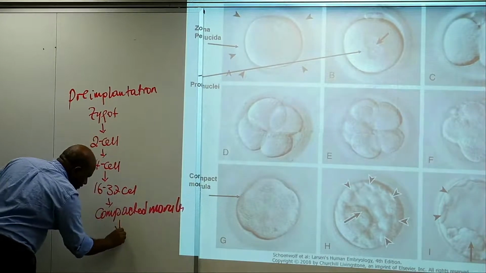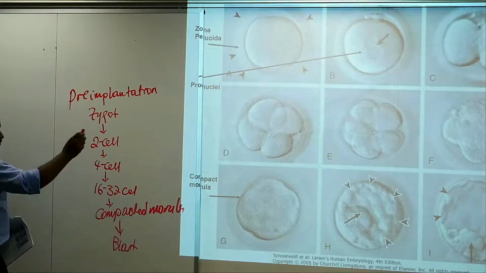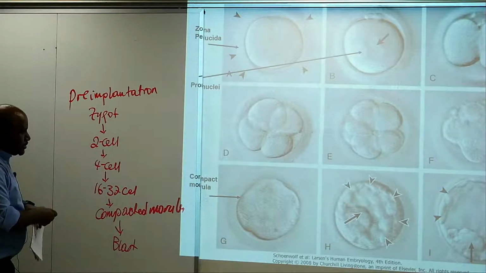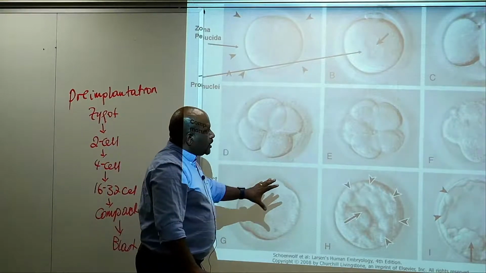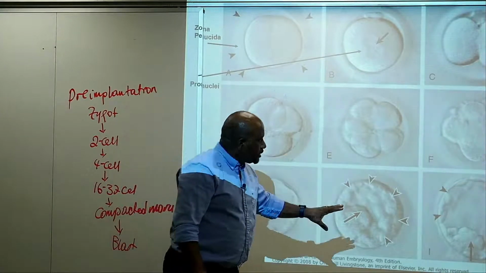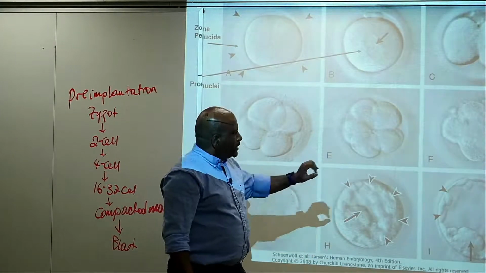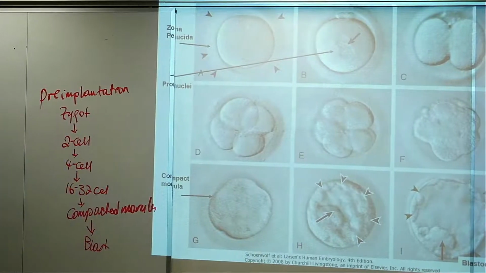Then finally comes the blastocyst. As I said before, the blastocyst is the stage in which the cells which were not differentiated before are differentiating into two different cell types: the inner cell mass, which gives rise to the embryo, and the trophectoderm cells, which give rise to the placenta of the developing fetus.